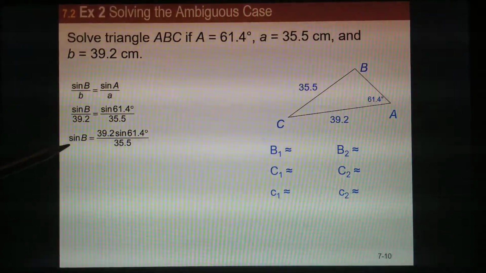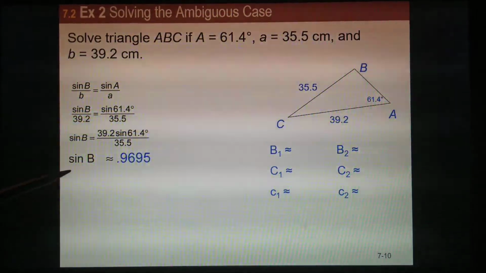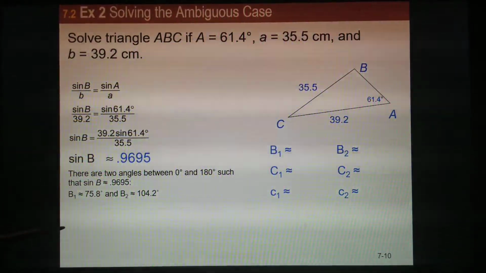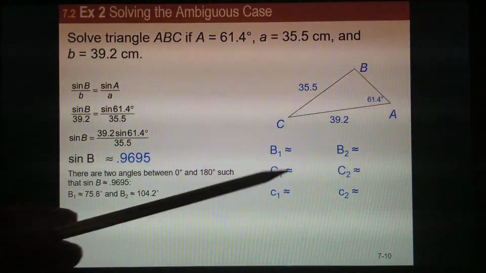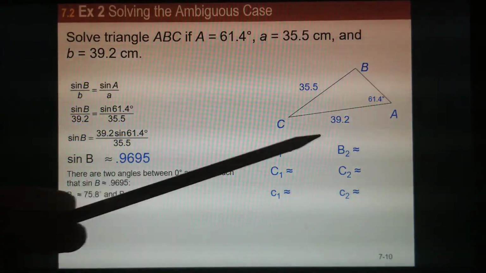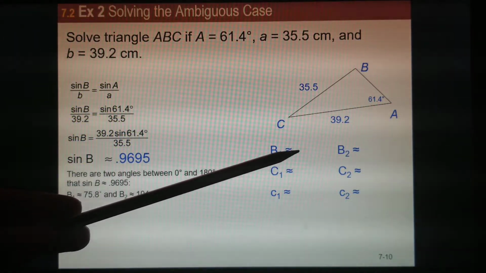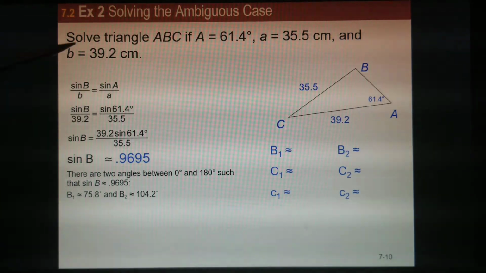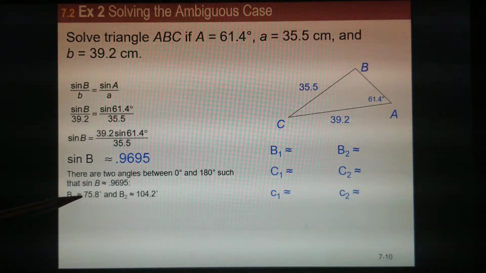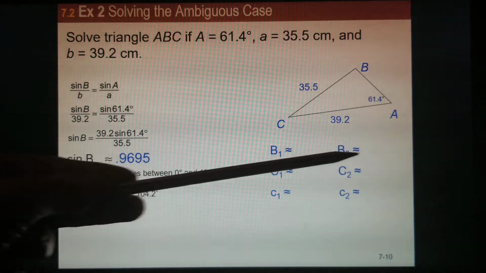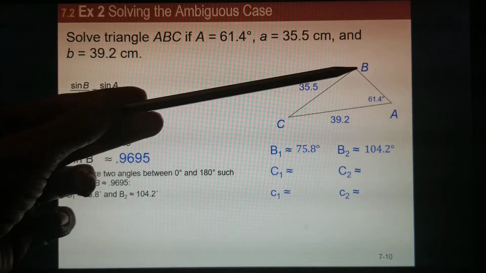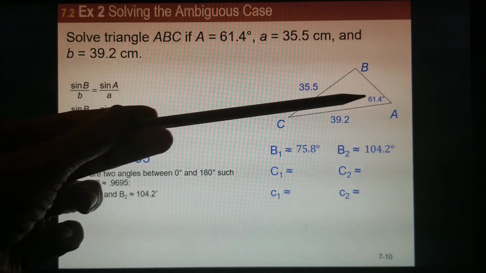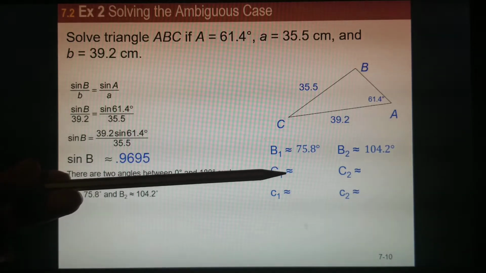Now I'm going to take the inverse sine of that answer, and that's going to be my first possible angle B. Notice I called that B sub 1. That's the first possible angle B, so we put 75.8 degrees here. And the other angle B would be its supplement. So whatever angle you start with first, you must subtract that answer from 180 to get the other possible answer. Now, if angle B was 75.8 degrees and angle A is 61.4, well, then I can get this angle C.